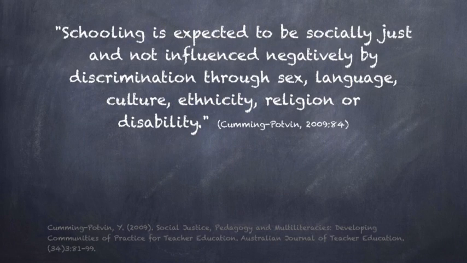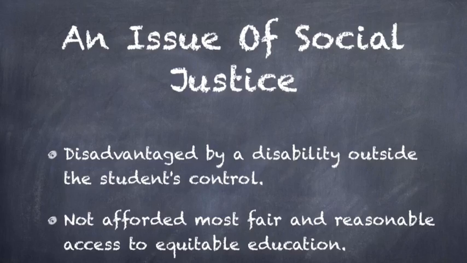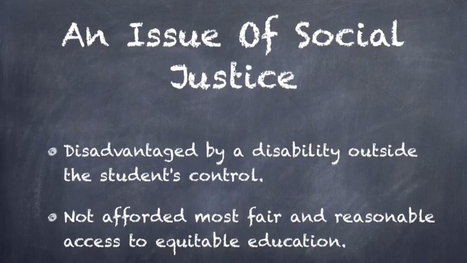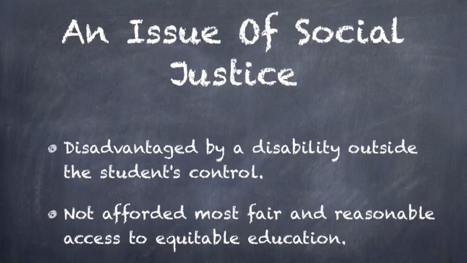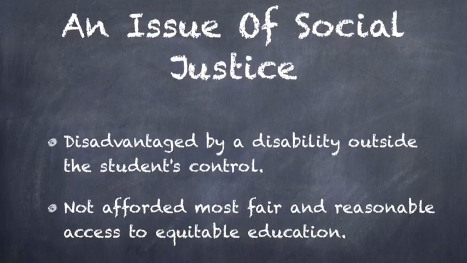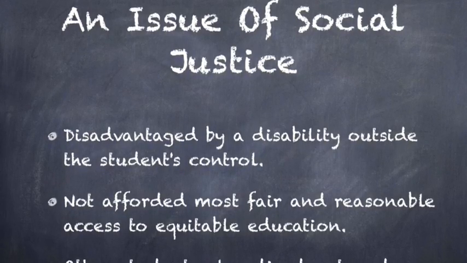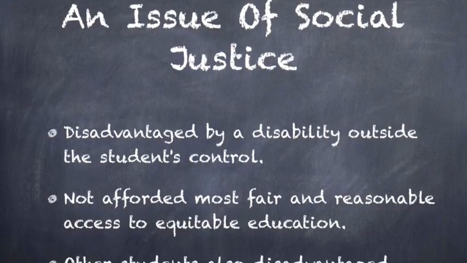As noted by Cumming-Potvin, schooling is expected to be socially just and not influenced negatively by discrimination through sex, language, culture, ethnicity, religion, or disability. This was clearly a social justice issue as the student was being disadvantaged by a disability outside of their control, that is, their oppositional defiant behaviour. The student was wholly unable to engage with material and activity presented to the class. This student was not being afforded the most fair and reasonable opportunities to achieve the best educational outcome for them.